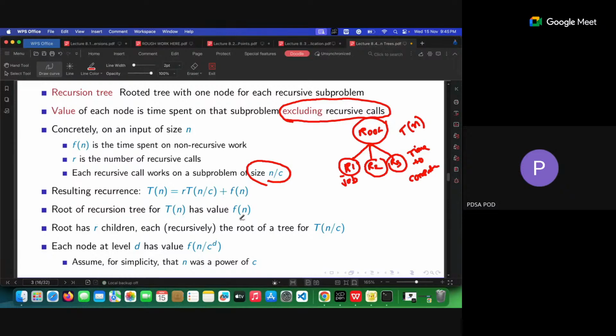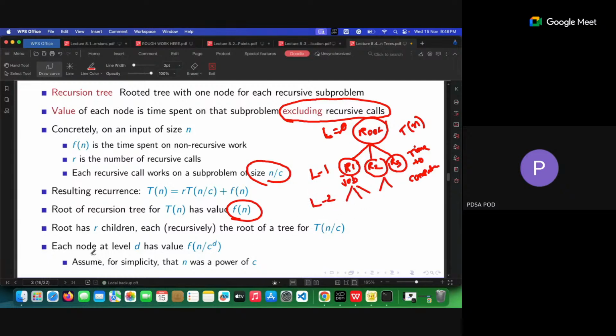The root of the recursion has a value of f of n, and each of the nodes is f of n. Of course, this is subdivided into children, each recursively having t of n by c. Here each one has a level: this is level 0, this is level 1, and if you have a further subtree, you have level 2, because you might have again a subdivision of problems.